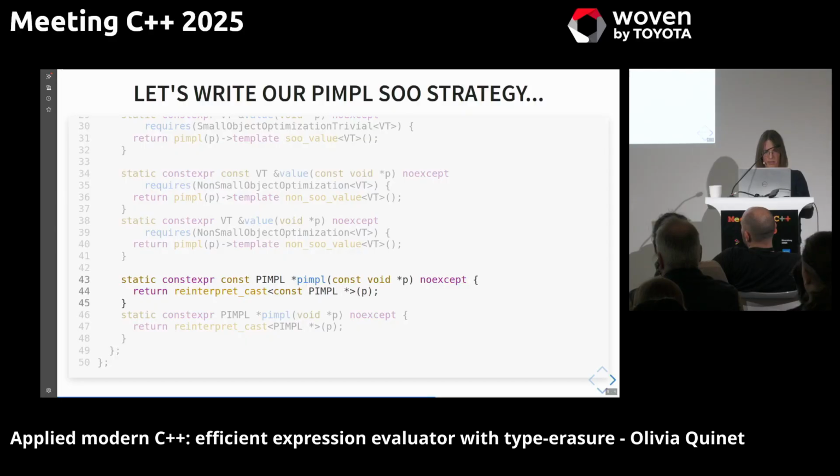And it is how we got a pointer to the pimple. So in this case, for us, we simply cast the const void pointer into the const pimple. And that's not UB in this case, because everything is clearly defined.